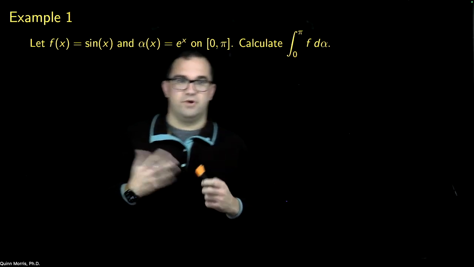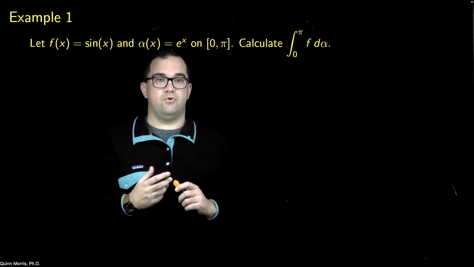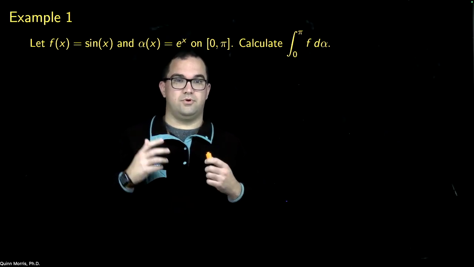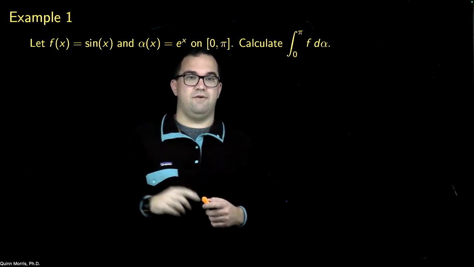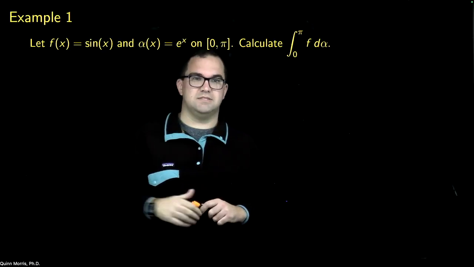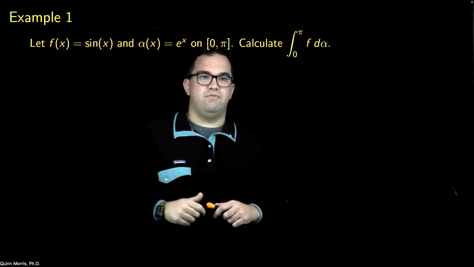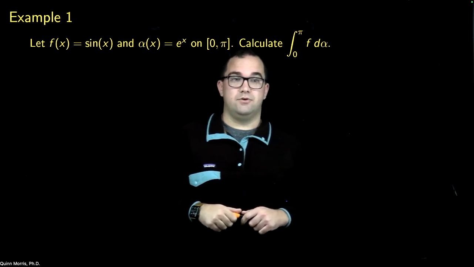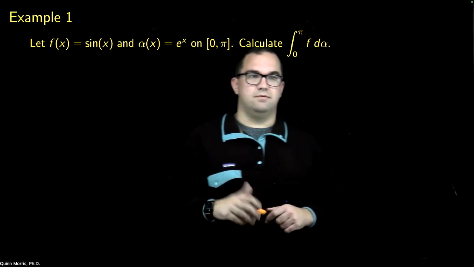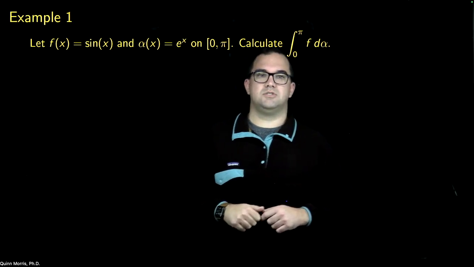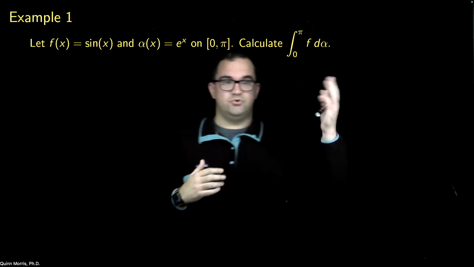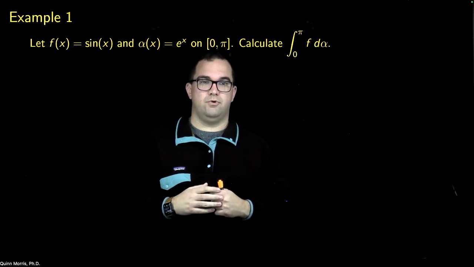Now, recall that in order for the Riemann-Stieltjes integral to be defined, our function f should be bounded. In this case, sine of x is bounded between -1 and 1. And our alpha of x should be monotone increasing. E to the x is, in fact, monotone increasing. So it makes perfectly good sense to talk about the Riemann-Stieltjes integral.